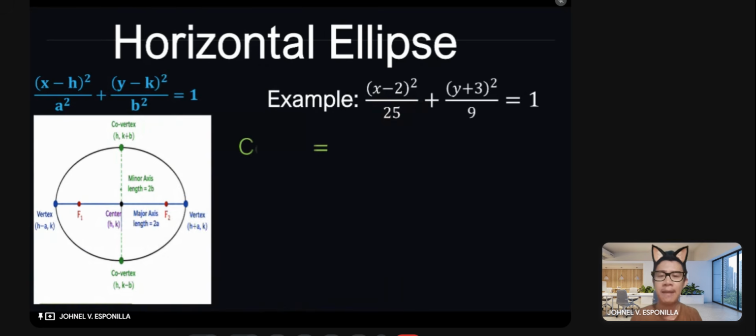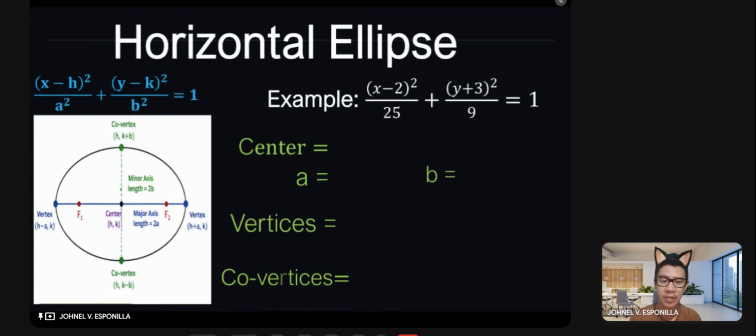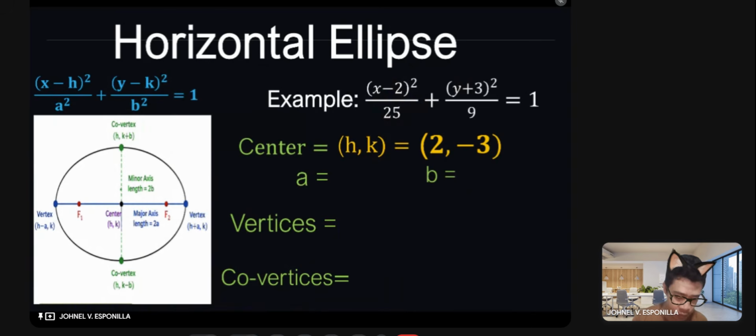So try po nating hanapin yung center, yung a, yung b, yung vertices, and the co-vertices. Simulan natin sa center. So sa center, ang formula natin ay h, k. So again, yung h po ay kasama ni x but we will take the opposite. At yung k naman po ay kabaliktaran ng kasama ni y. So in this example, ang kasama ni x ay si negative 2 and the opposite is positive 2. Ang kasama ni y ay si positive 3 and the opposite is negative 3. This is the center of the horizontal ellipse. So ito yung gitna niya.